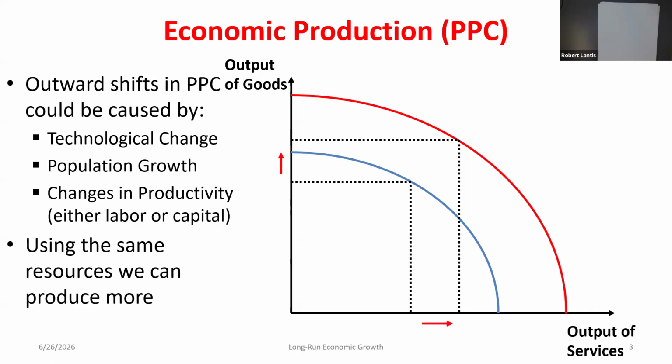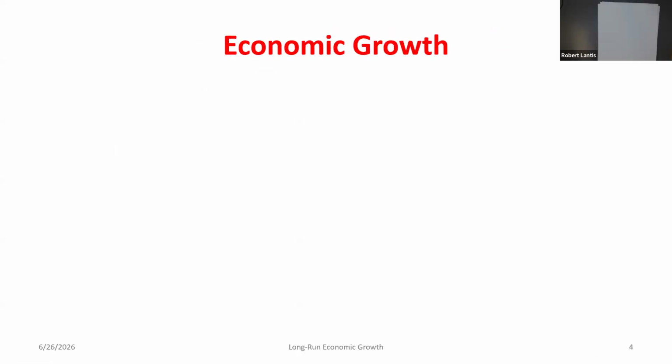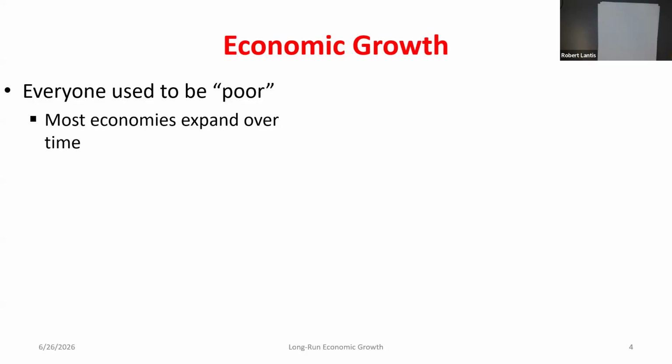So with this idea in mind, if we see an increase in our production possibilities curve, essentially what this is reflecting is economic growth. Everybody used to be, quote unquote, poor, right? If we go back in time, real GDP or the production levels of countries was much lower than it is today. Over time, most economies expand. We have growth rates that are above zero. Now, we talked about how we still might see short-term recessions, short-term negative growth rates. But over time, we've seen all countries really experience growth, or expansion.